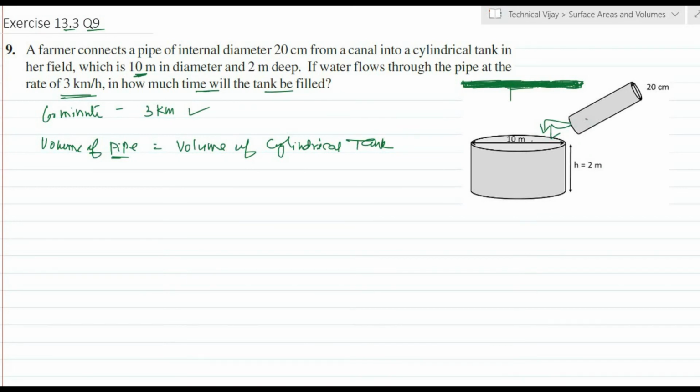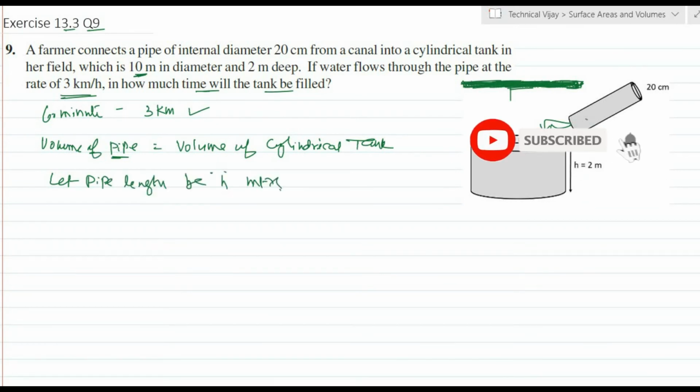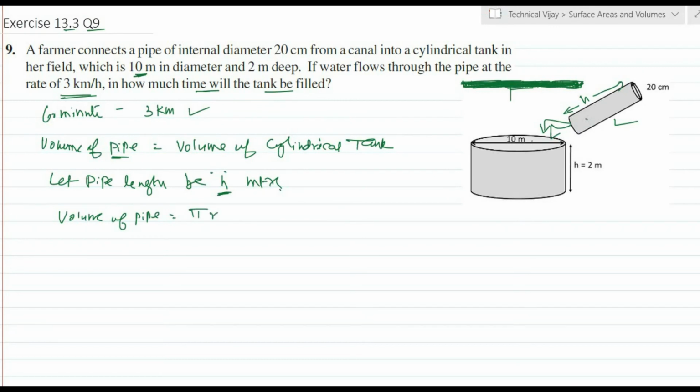Let the pipe length be h meters, because this is the length, which means the height of the cylinder. So let it be h meters. Now the volume of this can be calculated as pi r square h. That is, volume of pipe is equal to pi r square h. So here r has been given as 20 centimeter.